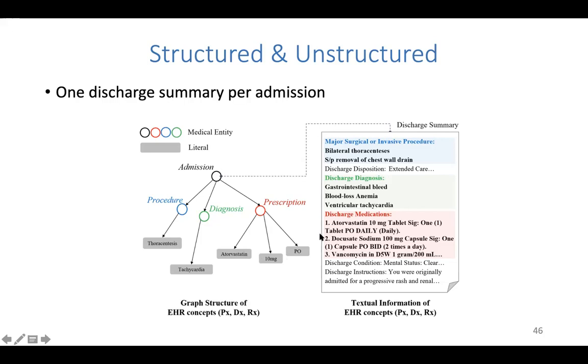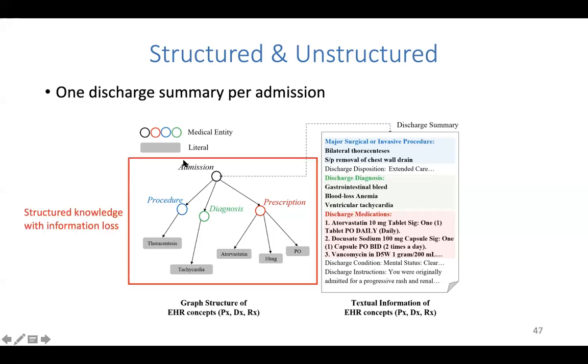As I said, there should be one discharge summary per admission. So this here is the sample discharge summary of this admission, and there is a procedures subsection, a diagnosis subsection and a medication subsection. Hopefully, what we want to do is mix those two sources of information together. This part is the structured knowledge with some information loss. The information loss being, for example, that there could be some fine-grained information in the text, because those are written by actual human doctors.